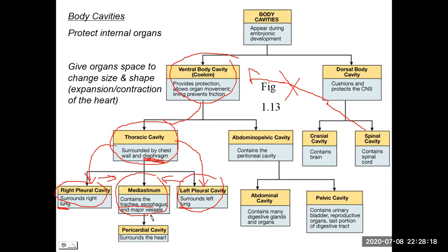And now, inside of the mediastinum, the inferior region of the mediastinum, there's now a more specific cavity, the location of the heart, and this is known as pericardial cavity. And if we work backwards, the pericardial cavity is inside of the mediastinum. The mediastinum and the paired pleural cavities make up the thoracic cavity. The thoracic cavity is the superior portion of the ventral body cavity.